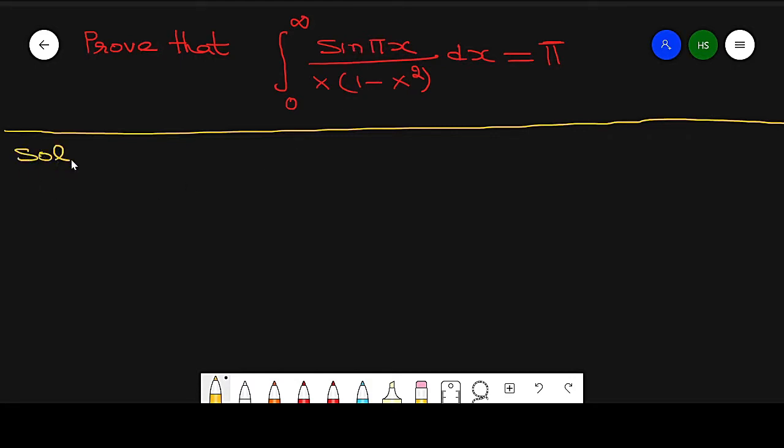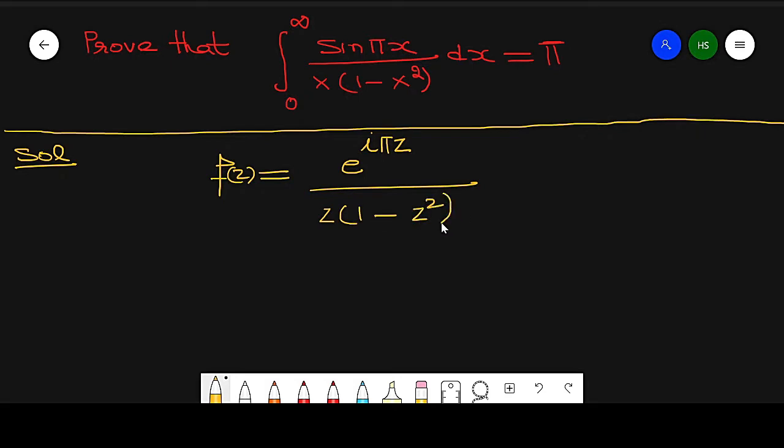So very clearly we see that this is an imaginary part of the function f(z) equal to e raised to power iota pi z over z into 1 minus z square. So here, whether it is a cos or sine, I consider this kind of function, z into 1 minus z square, to prove this result.